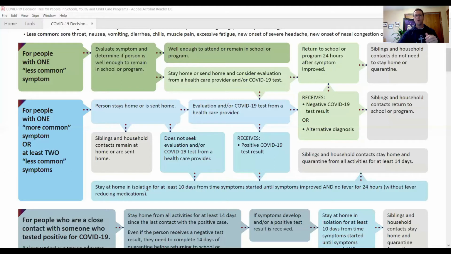All right, great. What if the child is sent home and as a parent you decide we're not going to do a COVID-19 test? We don't want to do that. That's fine. That is totally your decision. But please know that if you do not seek an evaluation or a COVID-19 test from a healthcare provider, then that student needs to stay home for at least 10 days, and the siblings of that student need to stay home for 14 days. All right.